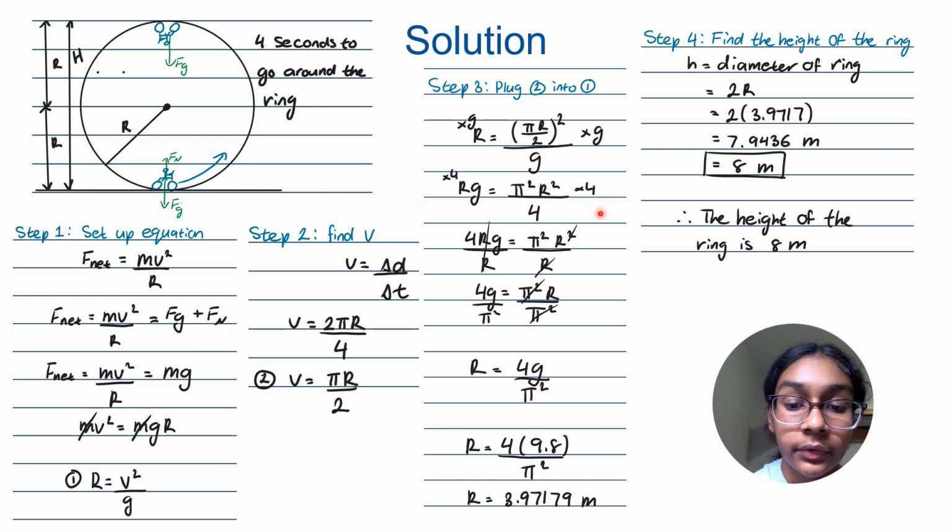What we do is we isolate for r, and we get the radius is equal to 4g over pi squared. Once we plug in the numbers and solve for r, we get the radius is equal to 3.97179 meters. In step 4, we need to find the height of the ring. Previously, we mentioned that the height of the ring is equal to 2 times the radius. So we multiply the radius by 2, and we end up with the height of the ring being 8 meters.